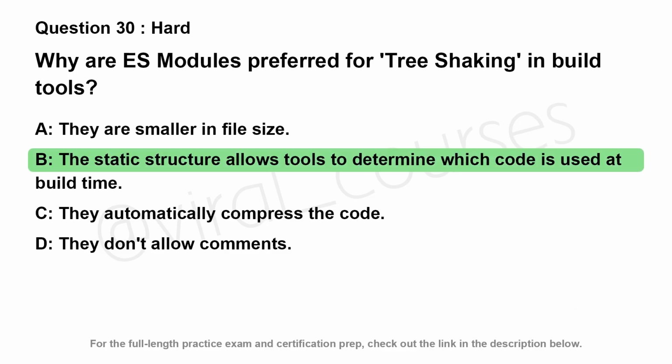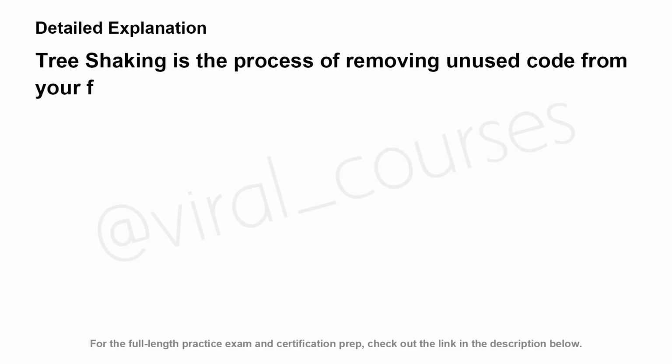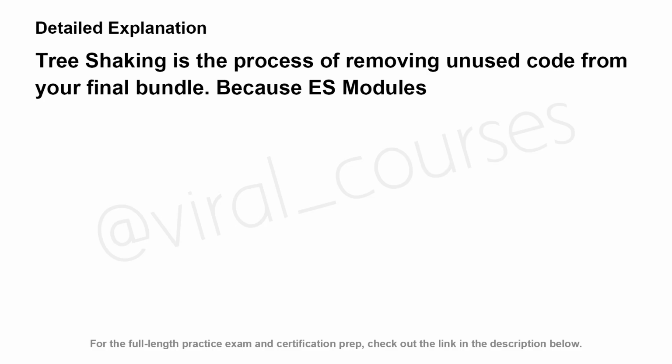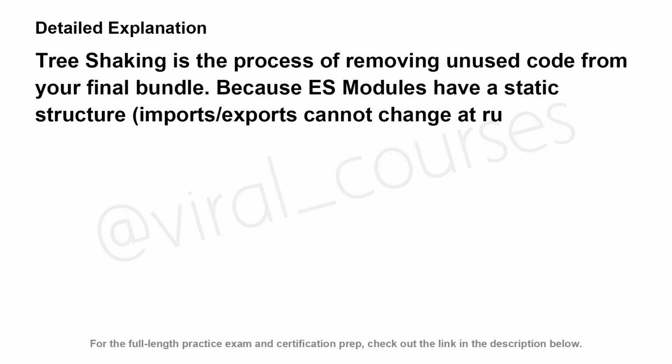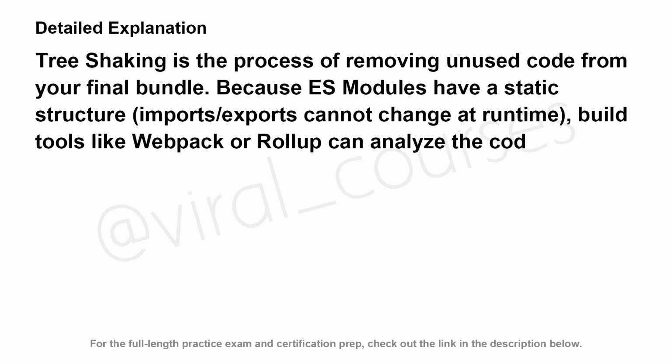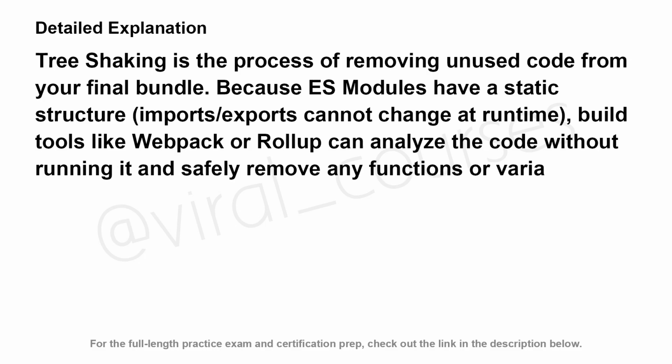The correct answer is B. Tree shaking is the process of removing unused code from your final bundle. Because ES modules have a static structure, imports and exports cannot change at runtime. Build tools like Webpack or Rollup can analyze the code without running it and safely remove any functions or variables that are never imported.